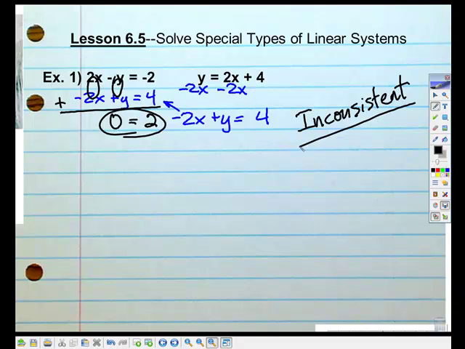An inconsistent system is a system in which there are no solutions. Another way to think of this is that this is a false statement, and since that is false, we have seen other times that this has no solution.